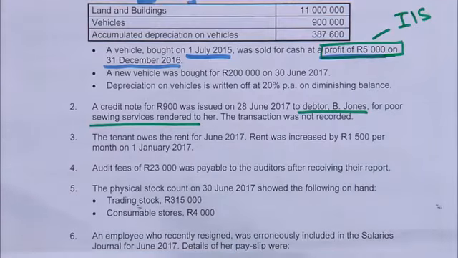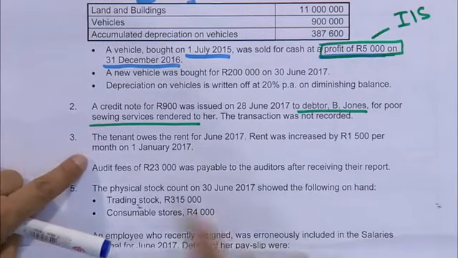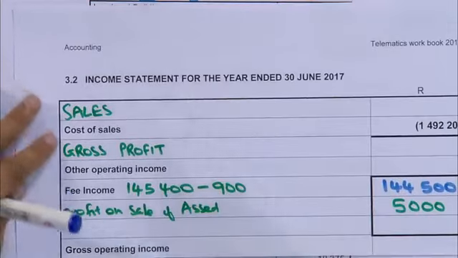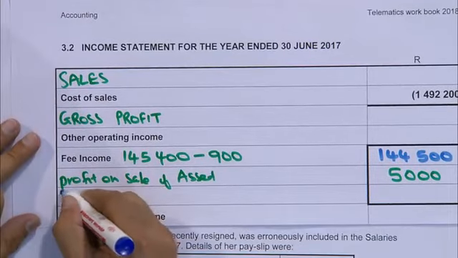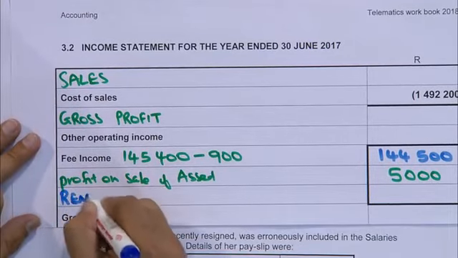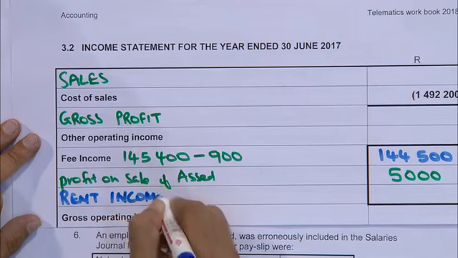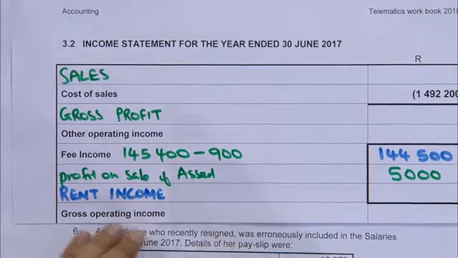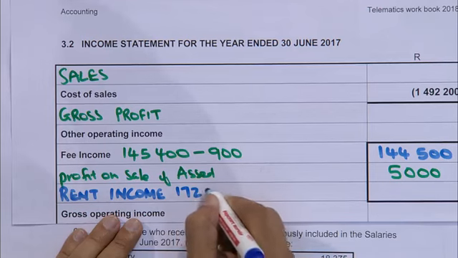Right, the third one, it says the tenant owes the rent for June. Okay, so we're talking about a tenant that owes us. That means the item in the income statement will be rent income. So we will have an item over here, rent income. Okay. So the amount in the trial balance is given. It's 172,500.